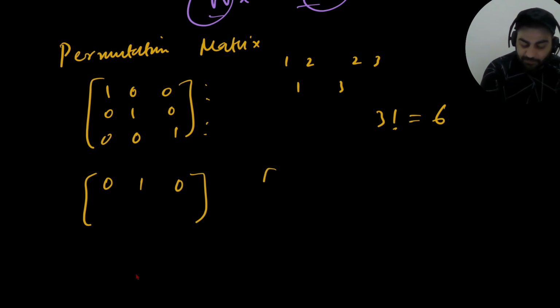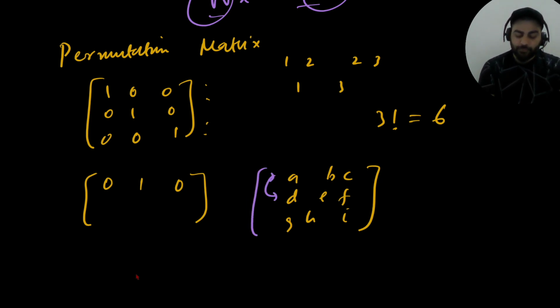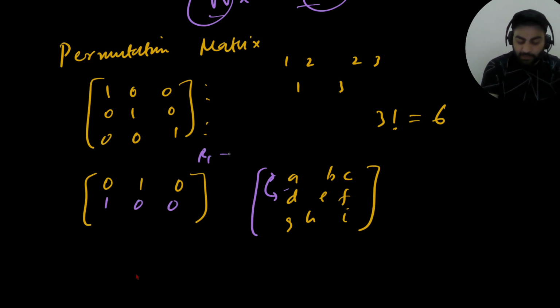For example, if there is a matrix A B C D E F G H I, and I want to exchange these two rows, first and second, then this should be the entry, because I want 0 of this and 1 of this, and now again I want 1 of this here, 0 and 0. Here this is R1 exchanged with R2, and this will be 0 0 1.